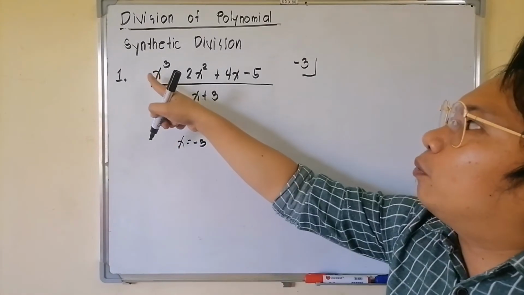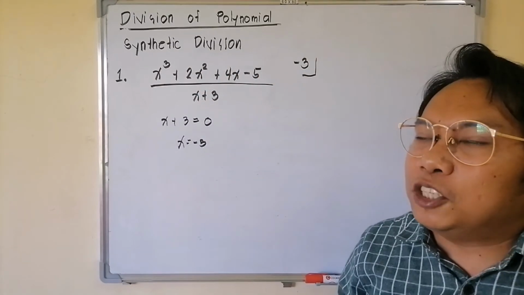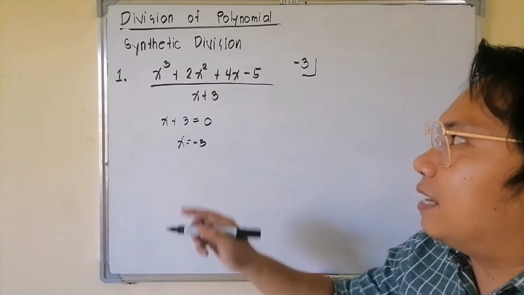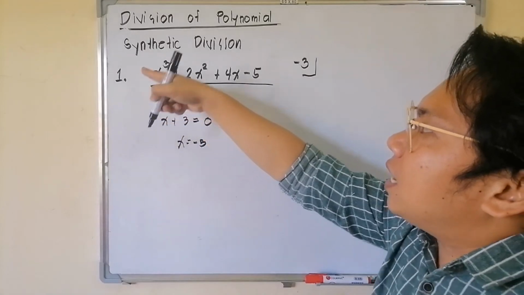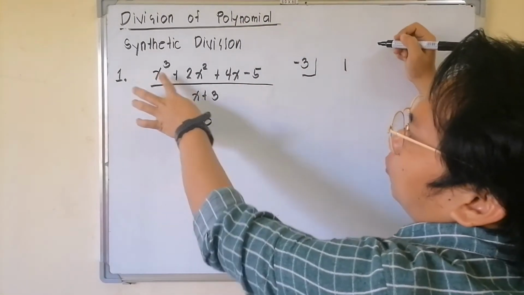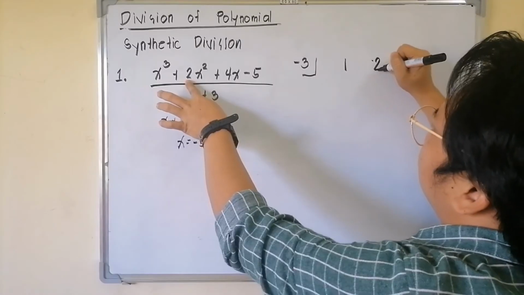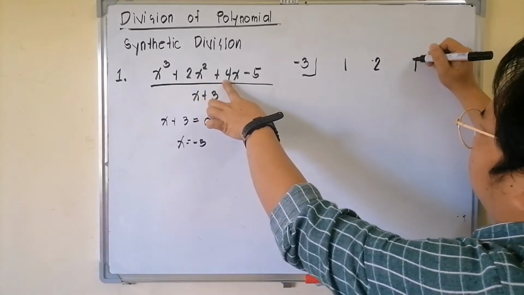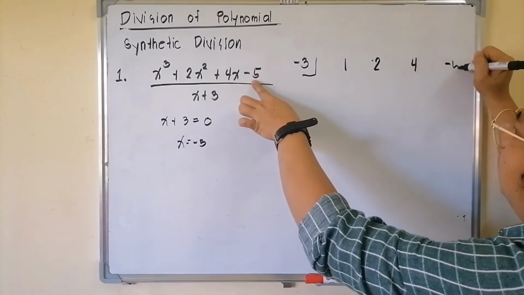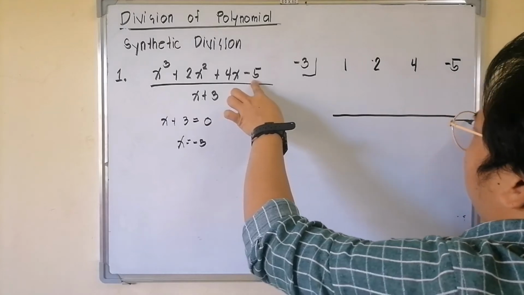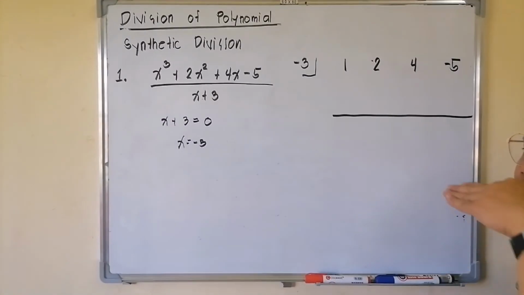In synthetic division, we'll just take all the numerical coefficients of the terms of your dividend. So our numerical coefficient here is 1. Our numerical coefficient here is 2. Our numerical coefficient here is 4. And our numerical coefficient here is negative 5. Alright? A horizontal line. Next, what is the first thing to do?